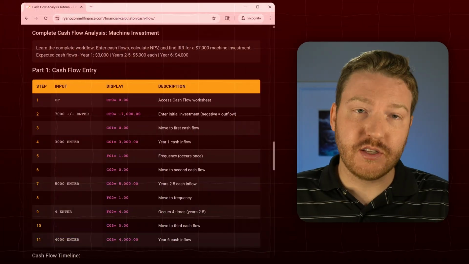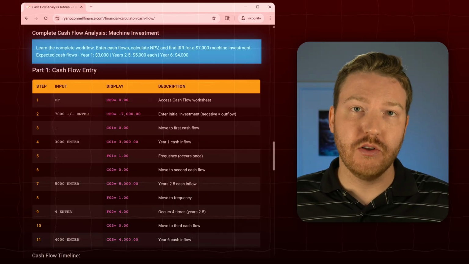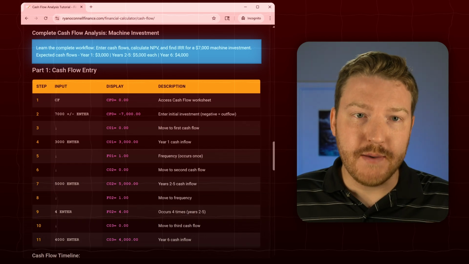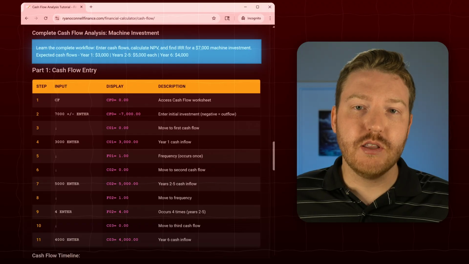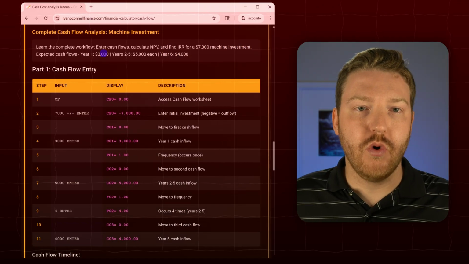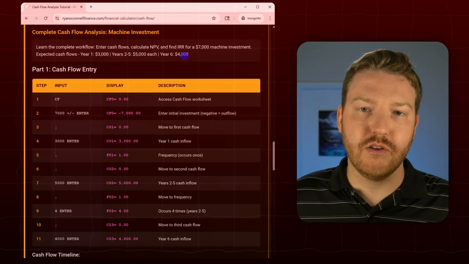So in this example, we're going to assume that we are investing $7,000 in a machine right now today, and then we're expecting a series of cash flows into the future. So we can see the series of cash flows right here. Year one, 3,000, then we want 4 more years of 5,000, and then a final year of 4,000.